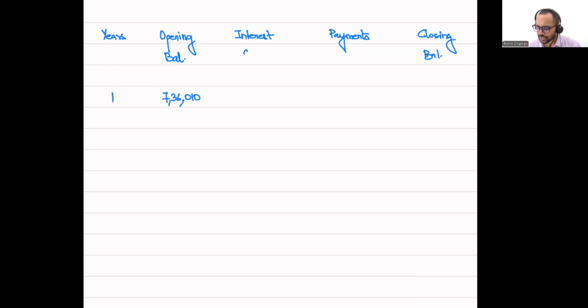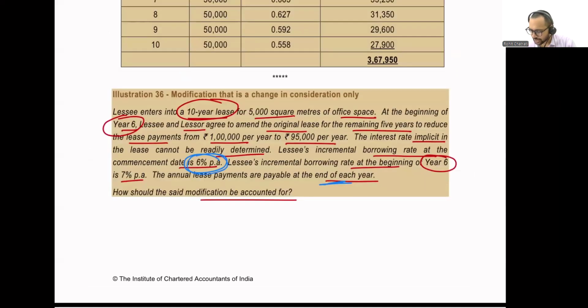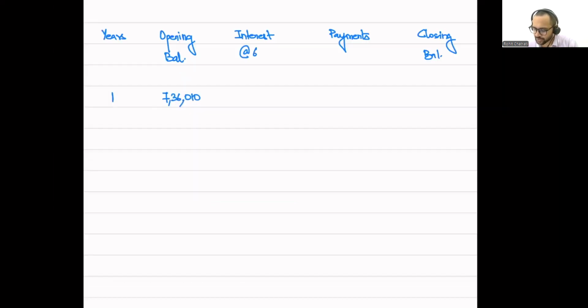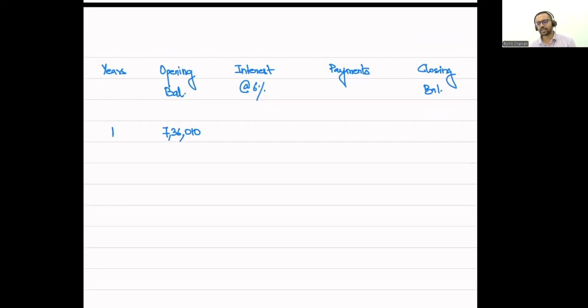We are then going to calculate interest at the rate of 6 percent, which is the rate at which we calculated the present value. We calculated the present value using 6 percent, and we are going to use the same 6 percent for the purpose of calculating interest. So it is going to be 44,160.6. It's 7,36,010 multiplied by 6 percent.